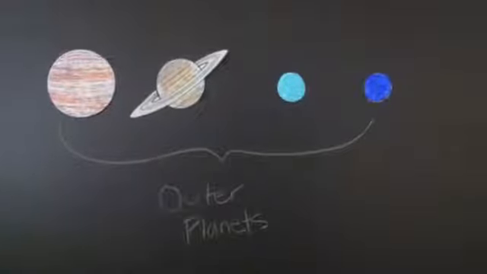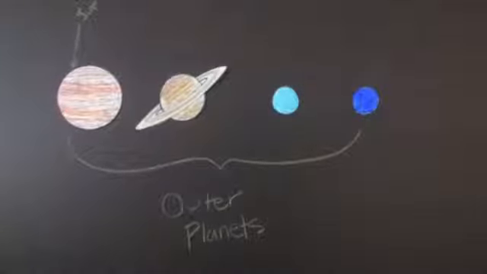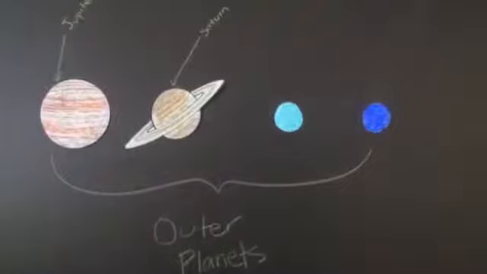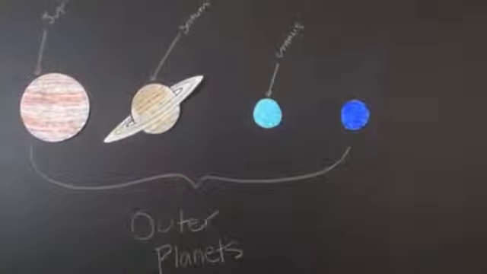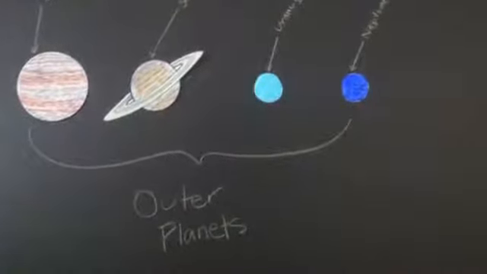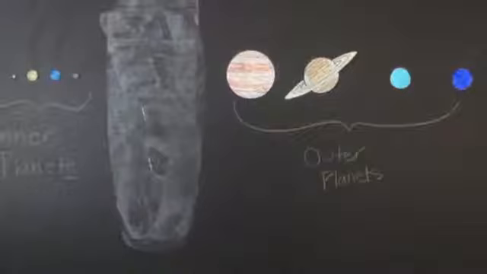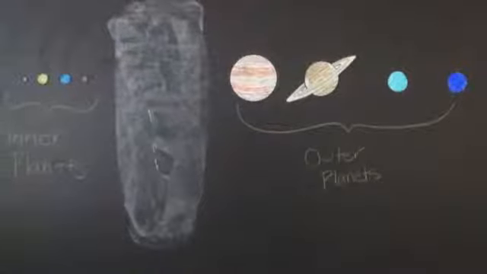There are also 4 outer planets, starting with Jupiter, Saturn, Uranus, lastly, Neptune. There is a region that separates the inner and outer planets from each other.